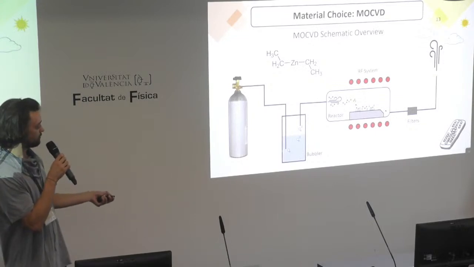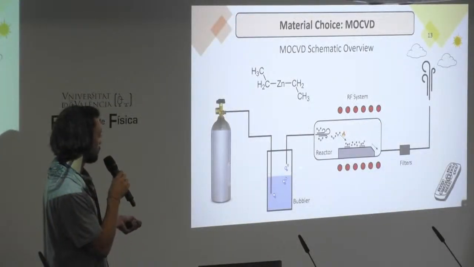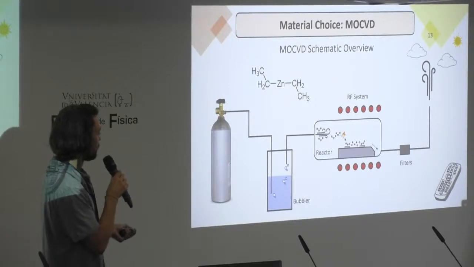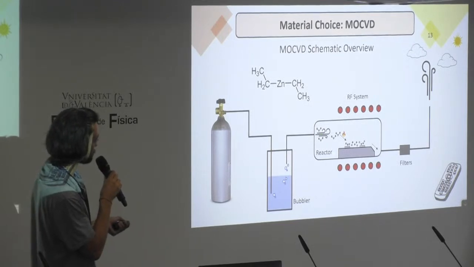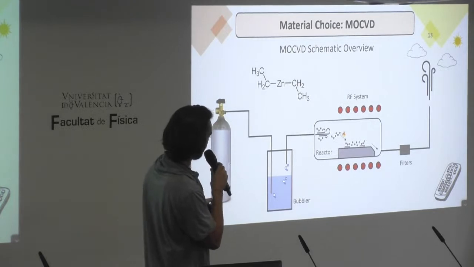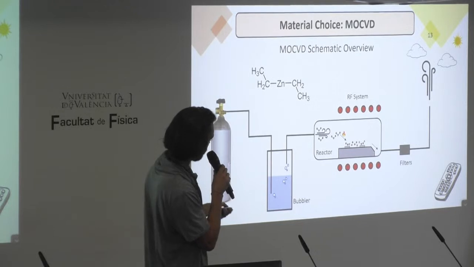Here we put the gas into the liquid phase and it will make bubbles. That's why it's called bubbler. They will go to the surface, explode, and we will have this gas, but filled with these molecules. This will go again through the pipes until it reaches the reactor. So what happens here? We have a constant flux of gas, so the molecules will go this way.